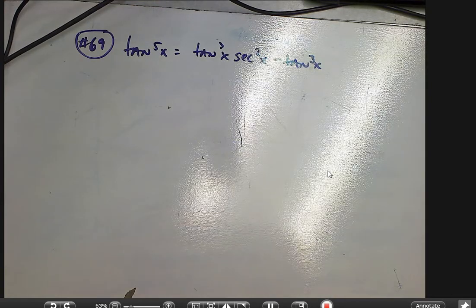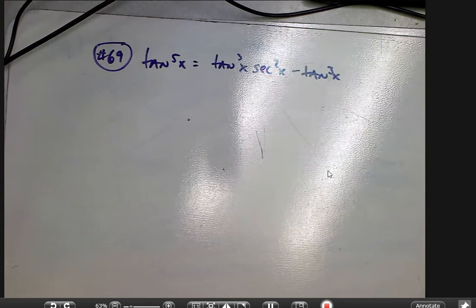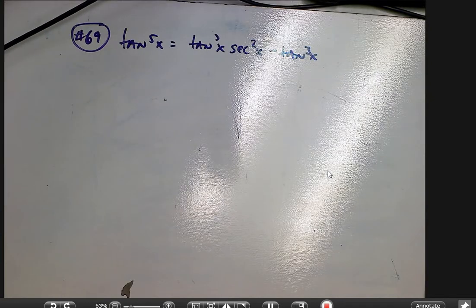Last problem for you to try for your homework, number 69. Tangent to the fifth. Go ahead and press pause. See if you can figure this one out. Work on the right side this time.